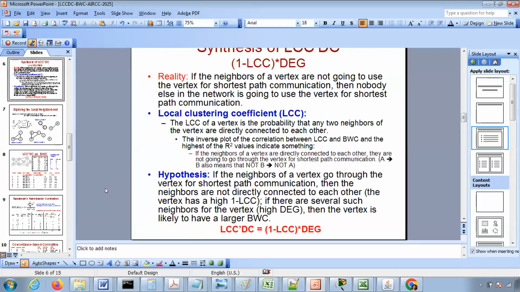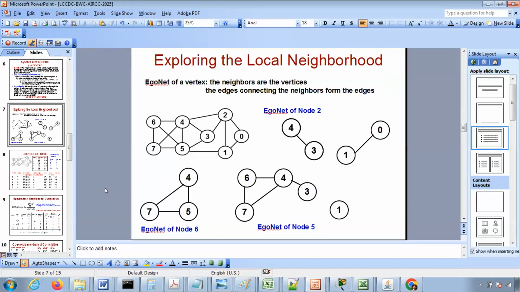There's a formula that you can use to compute local clustering coefficient. It's basically the actual number of links connecting the neighbors of your node divided by the maximum possible number of links connecting the neighbors of your node. In the case of node 6, it's 1 because we have 3 nodes and actually there are 3 links, and for 3 nodes, you need 3 links to connect them.